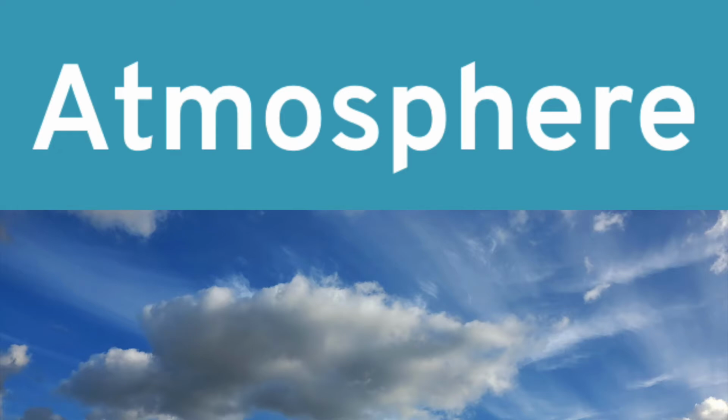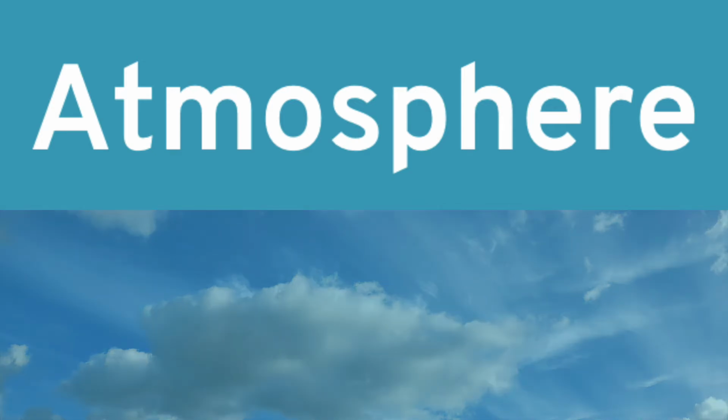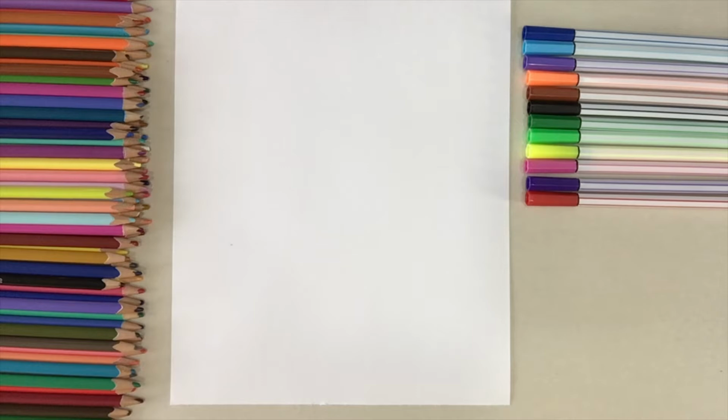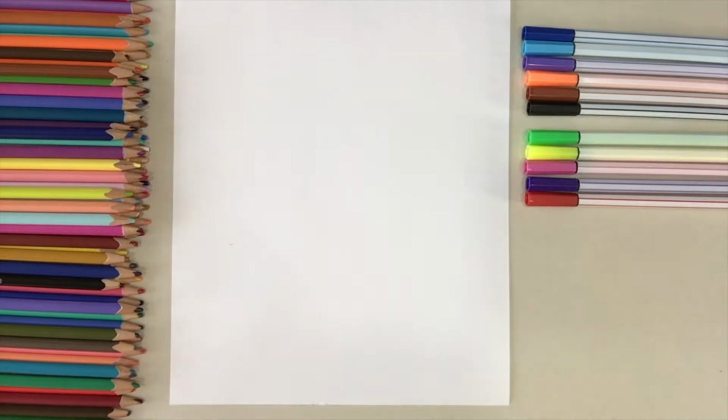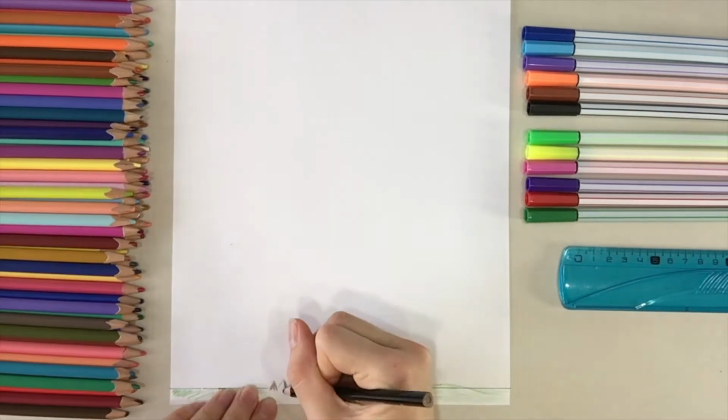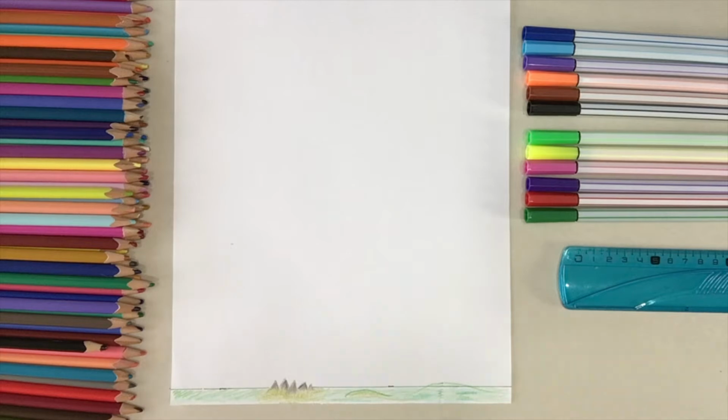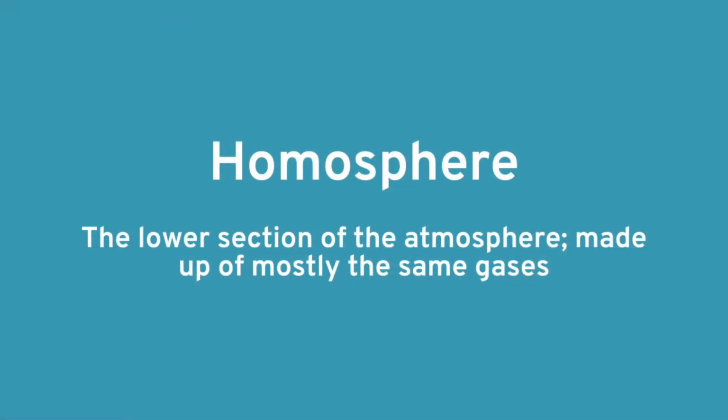The atmosphere can be thought of as 2 large layers which are further divided into more layers. To help you remember all the layers, you might want to use a pencil and paper to draw each layer and write out some interesting facts. The lower atmosphere, or homosphere, is between Earth and the upper atmosphere, or heterosphere. The homosphere is made up of mostly the same gases mixed together.